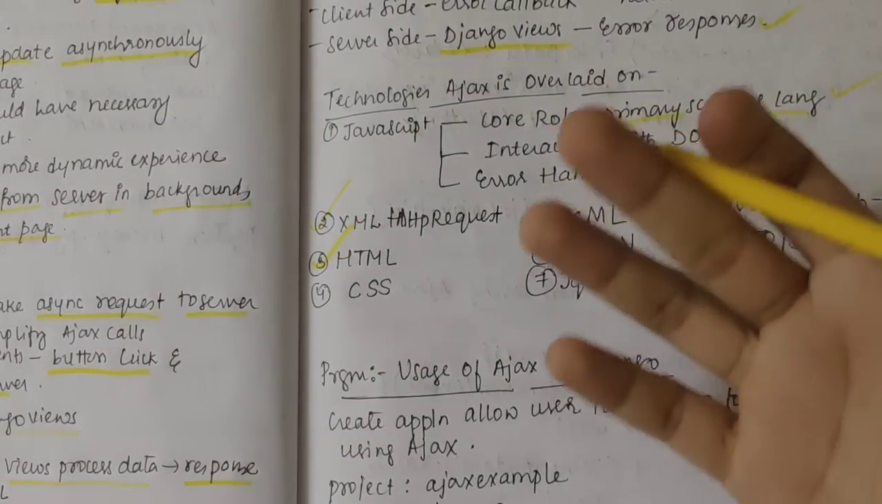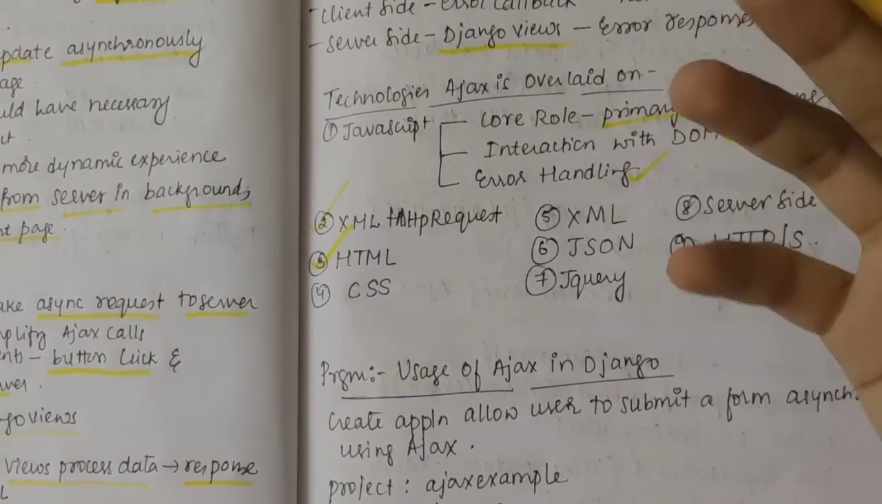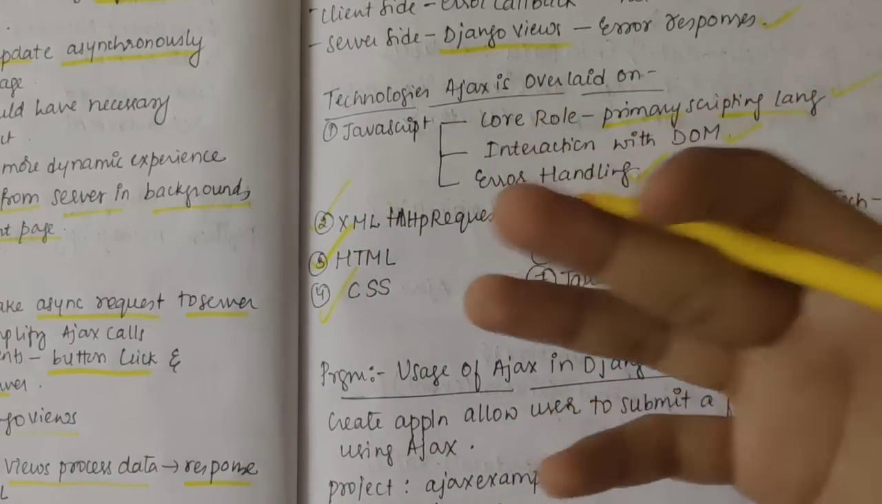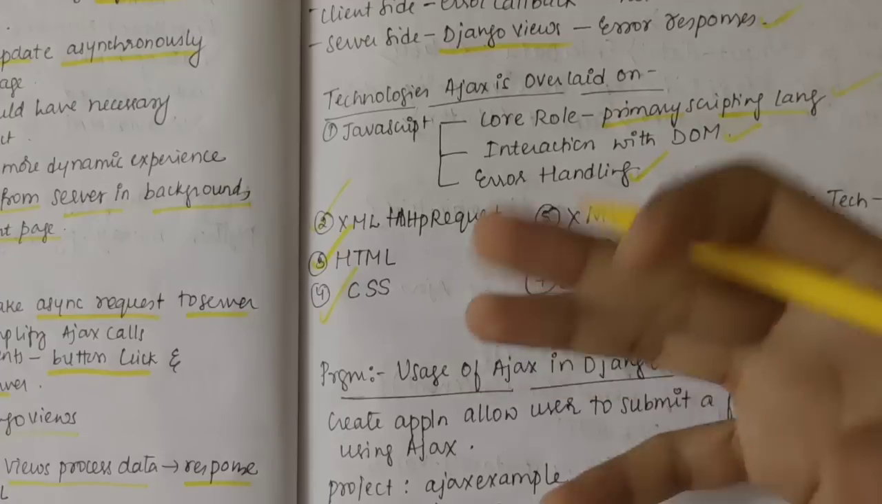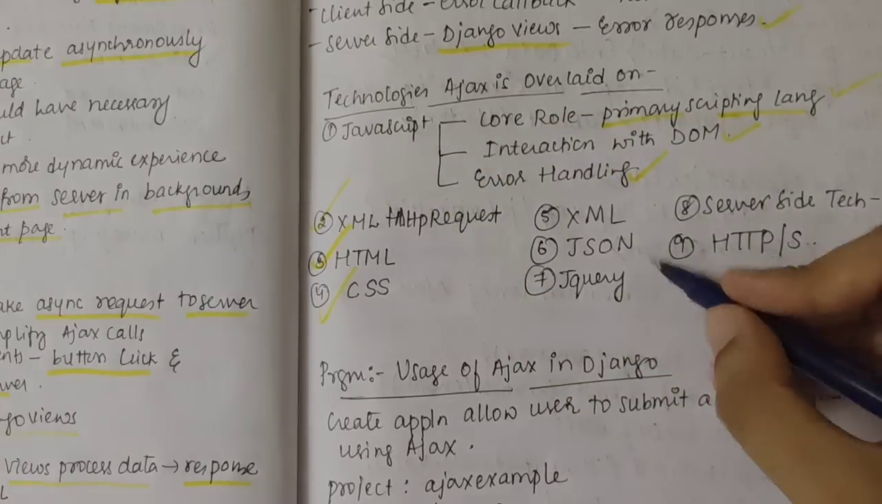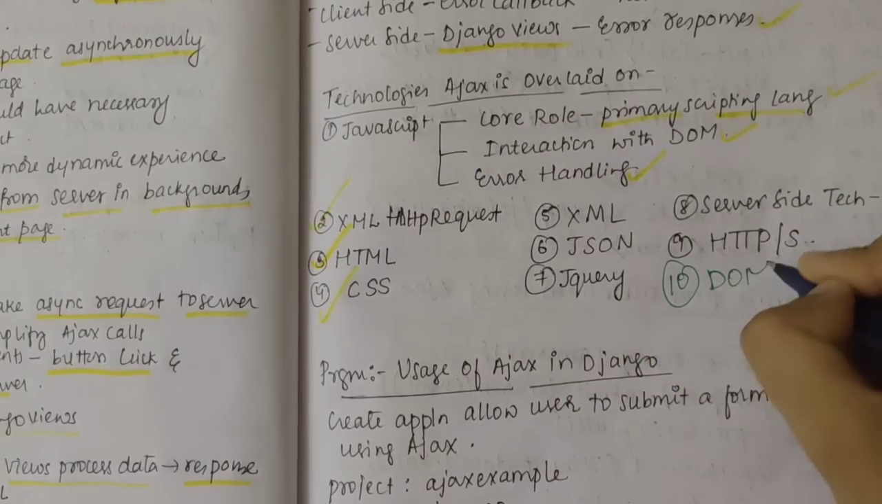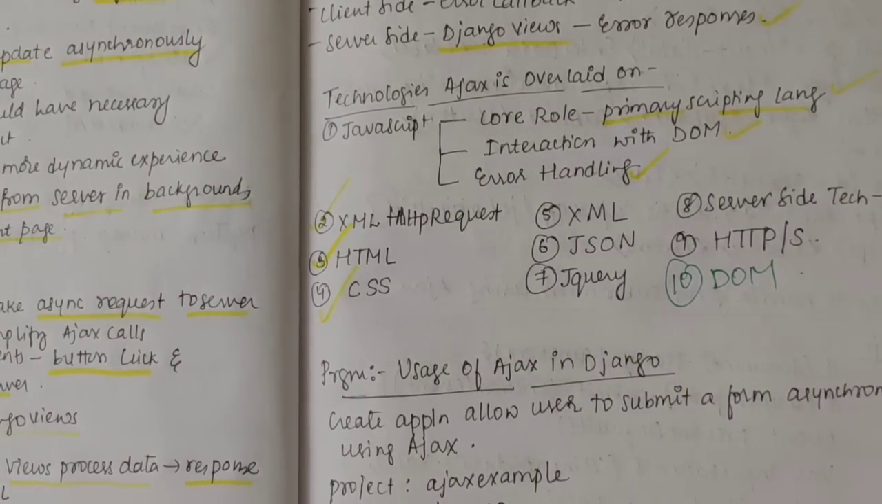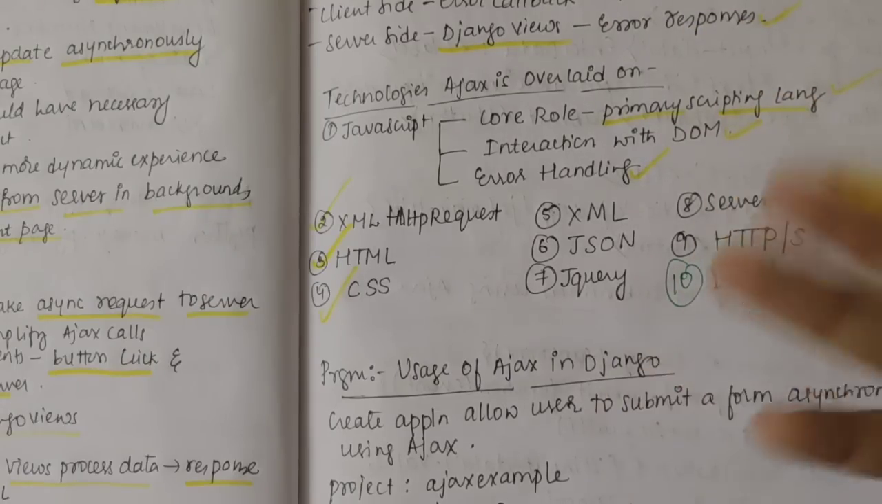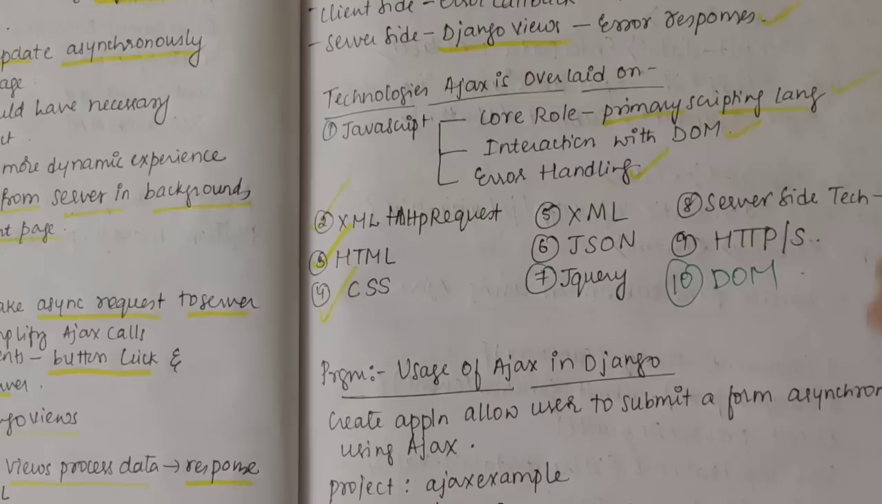Then we have the HTML part. HTML, we all know, provides the basic skeleton for our web page. Then we have CSS. CSS is used for controlling the visual appearance, the styling part. Then we have DOM also here. DOM, again the same definition which we have written above, Document Object Model. It allows interfacing between the scripts and the structure in real time.